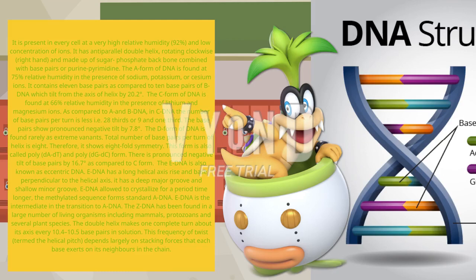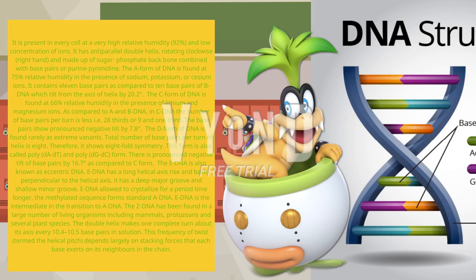The C form of DNA is found at 66% relative humidity in the presence of lithium and magnesium ions. As compared to A and B DNA, in C-DNA the number of base pairs per turn is less, that is 28/3 or 9 1/3. The base pairs show pronounced negative tilt by 7.8 degrees.